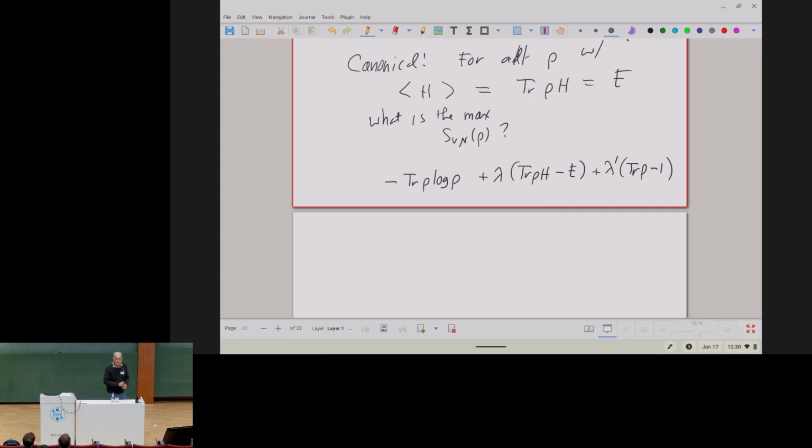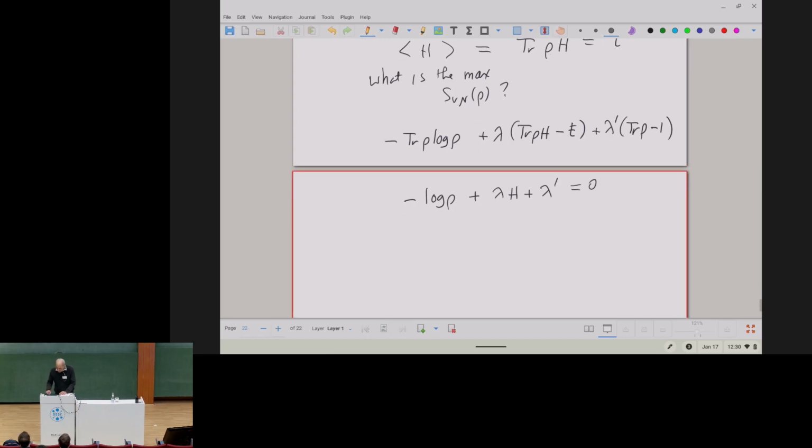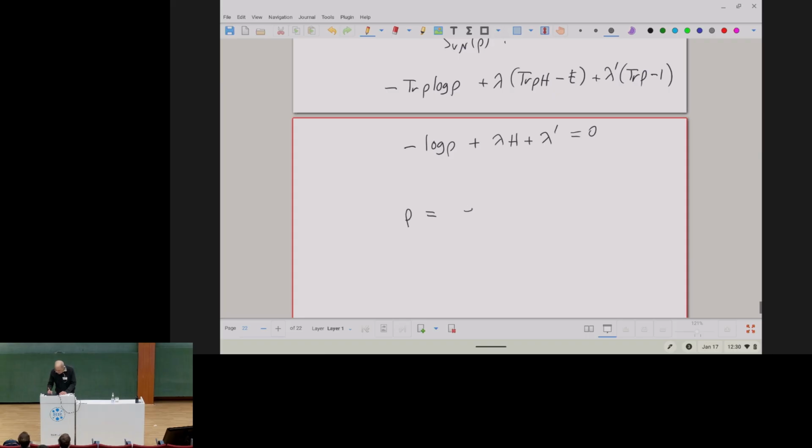So the normalized density matrix that has the maximum entropy for a given energy will be a stationary point of this equation, of that functional. And so varying with respect to rho, you learn that minus log rho plus lambda h plus lambda prime is 0. So you learn that rho is e to the minus lambda h times e to the minus lambda prime for some lambda and lambda prime. This is usually written e to the minus beta h over Z.